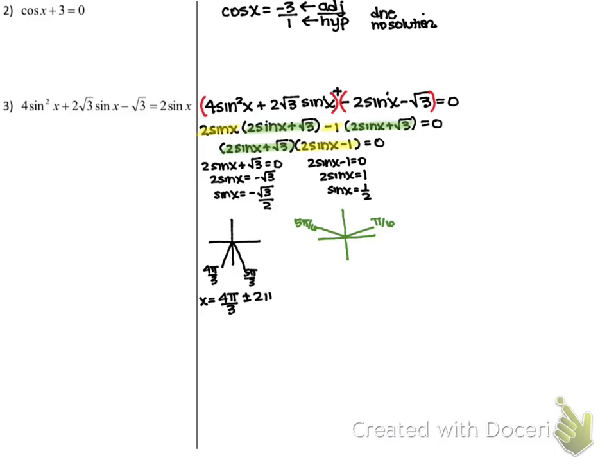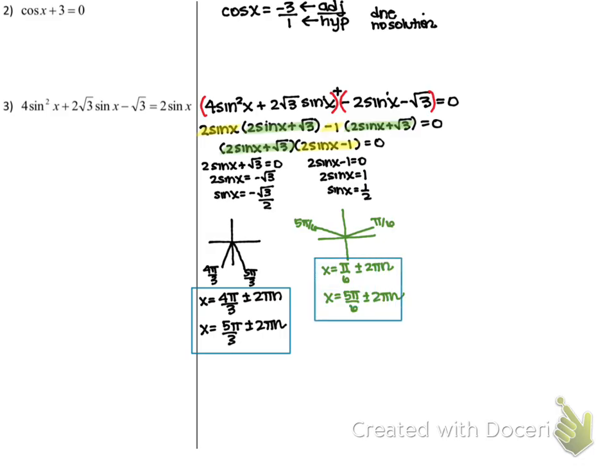So I've got 4 pi over 3 plus or minus, have to do a full loop, 2 pi n. And then I've got 5 pi over 3 plus or minus, I got to do a full loop, 2 pi n. Okay, that's the guys from the first part. Now let's go to the next one. Those can't be looped together, so x equals pi over 6 plus or minus, got to do a full loop to get back to it, 2 pi n. And then x is equal to 5 pi over 6, got to do a full loop, 2 pi n. And I do need to give all 4 of them. All 4 of them are technically the answer.